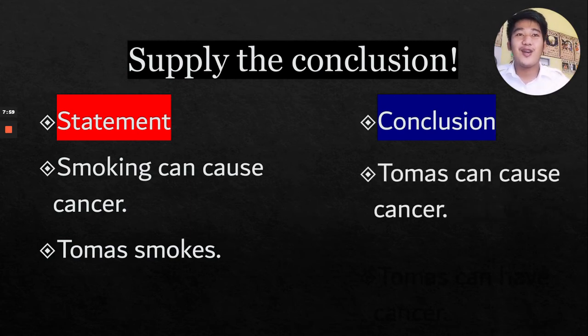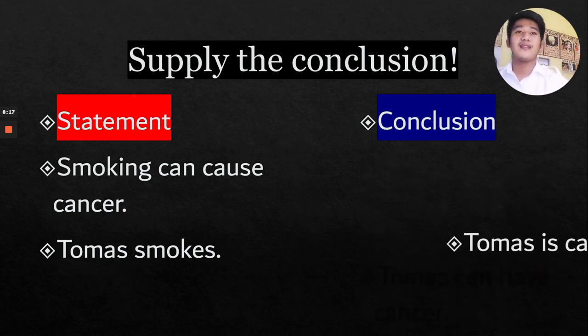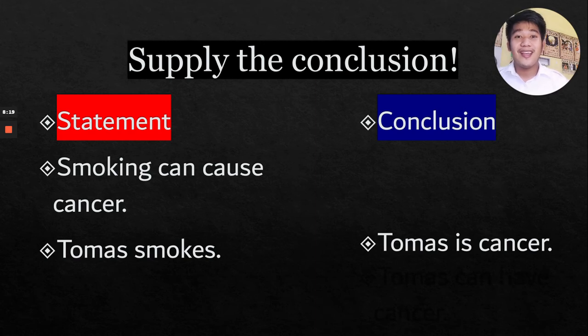Is it that Thomas can cause cancer? That's wrong, of course. Definitely Thomas cannot cause cancer. He's a human, and the statement says smoking can cause cancer. It is not Thomas, but smoking. So that's wrong. How about Thomas is cancer? Again, obviously it's not, because Thomas is not a disease. He is the person who is possible to get the cancer or the disease.